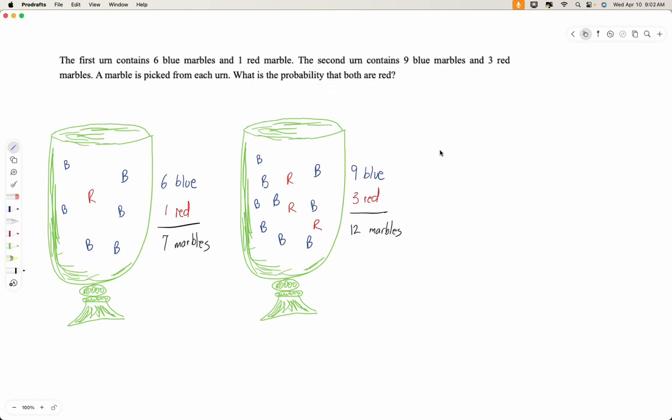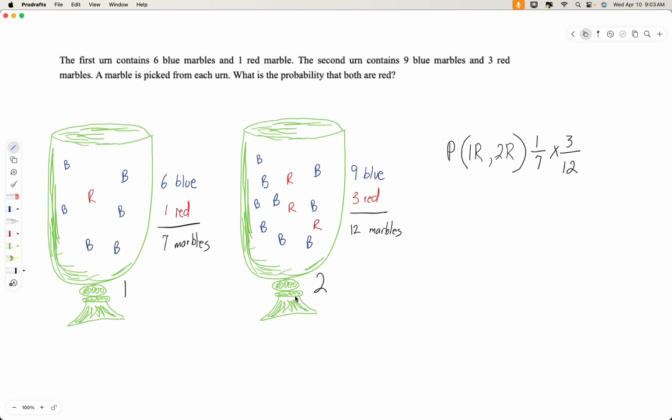So we want the probability that the first urn is red, and then that the second urn is red. That's what we're looking for. So if this is 1 and this is 2, there's 1 red marble out of 7 marbles. So in the first urn, you've got a 1 out of 7 chance of it being red. In the second urn, there's 3 out of 12 marbles that are red. So you've got a 3 out of 12 chance that you're going to get a red marble.